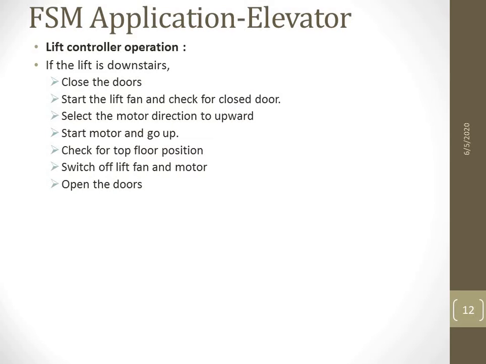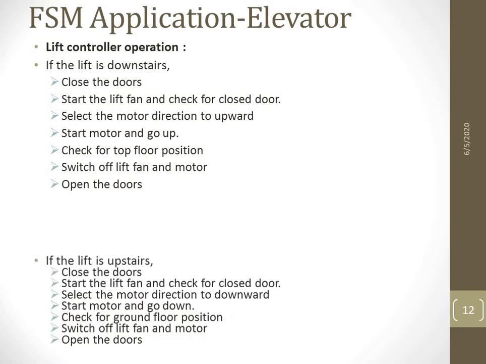What happens if the lift is in downstairs? If the lift is in downstairs, we should close the doors, start the lift fan, and check for closed door. Select the motor direction to upward, because it is in the down floor, it should move upward. Start motor and go up. Check for top floor position, whether it is selected or not. Switch off lift fan and motor and open the doors.